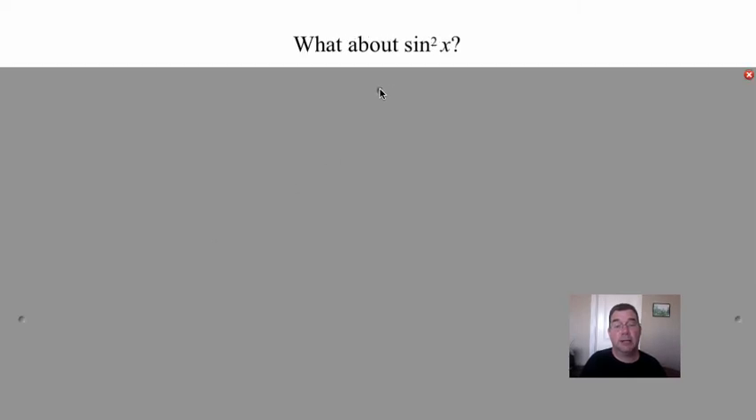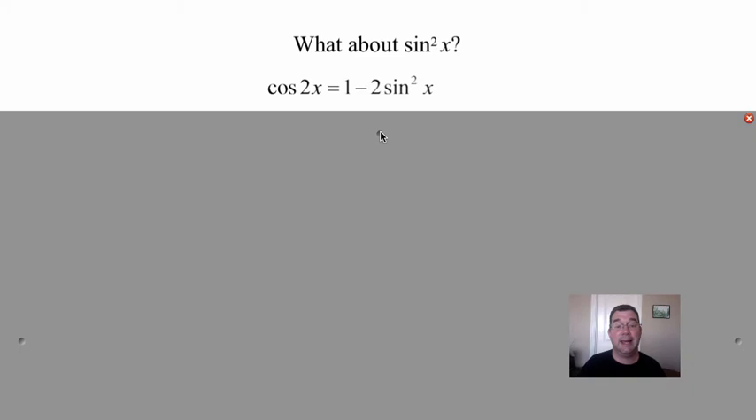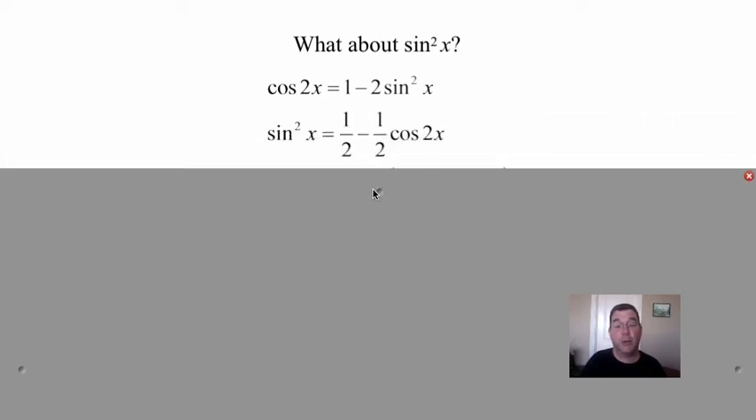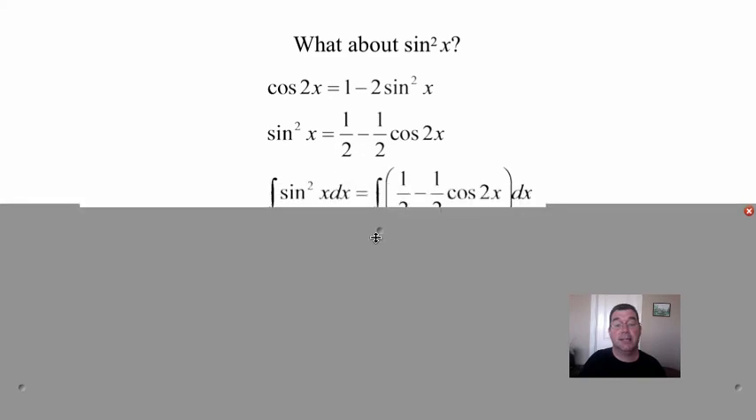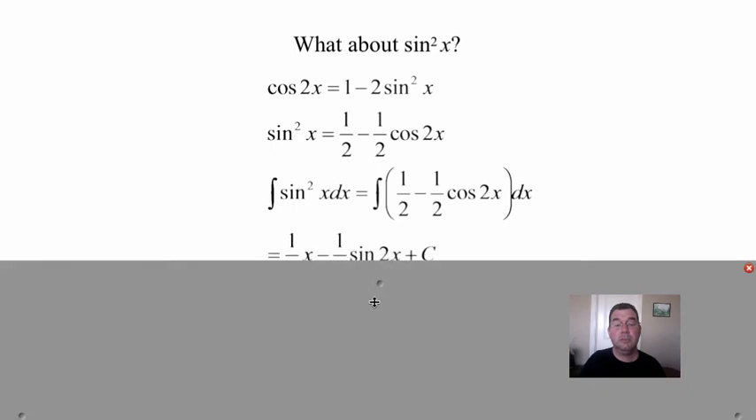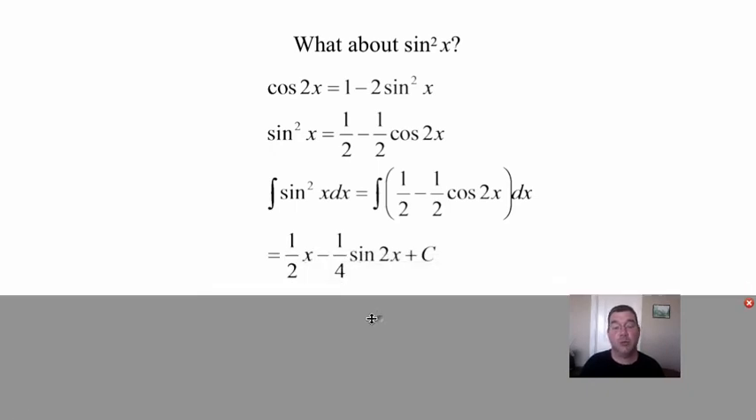And what about sine squared x? Well, if I think back to the same double angle formula, the cosine of 2x is also equal to 1 minus 2 times the sine squared of x. So again, if I solve this for sine squared instead, I get 1/2 minus 1/2 of the cosine of 2x. So now taking the antiderivative of sine squared is the exact same as taking the antiderivative of this 1/2 minus 1/2 cosine 2x, which is 1/2 x minus 1/4 times the sine of 2x plus c.